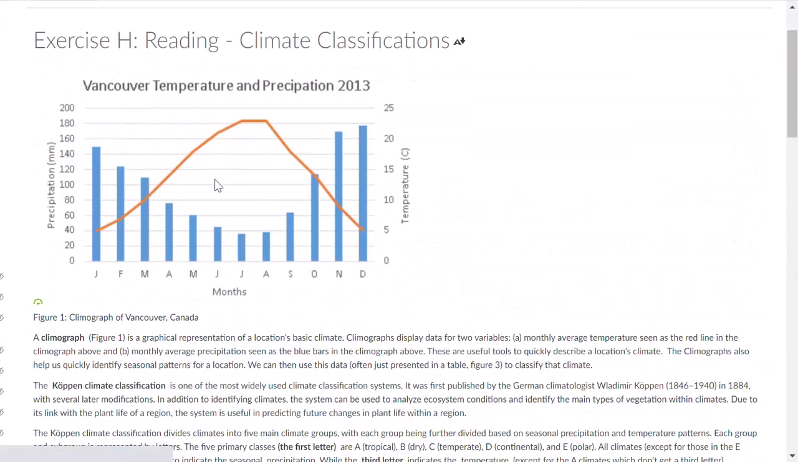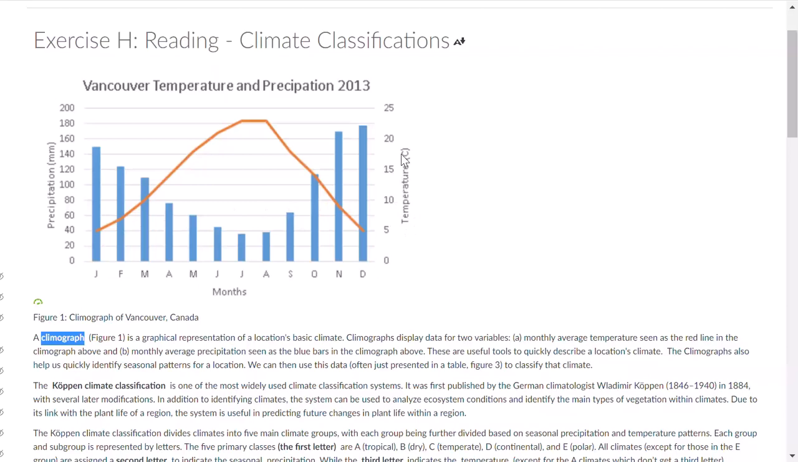So for exercise H, for part 1 and part 2, you will be dealing with all of this similar information, but I've broken it down into 2 different labs as there are slight differences in what exactly we are attempting to solve here. So let's start with figuring out exactly what a climograph is. Figure 1 is basically showing us what a climograph is, and it is a graphical representation of a location's basic climate. So really, this is something that I think we've seen before, but we can see the amount of precipitation in millimeters that is falling.